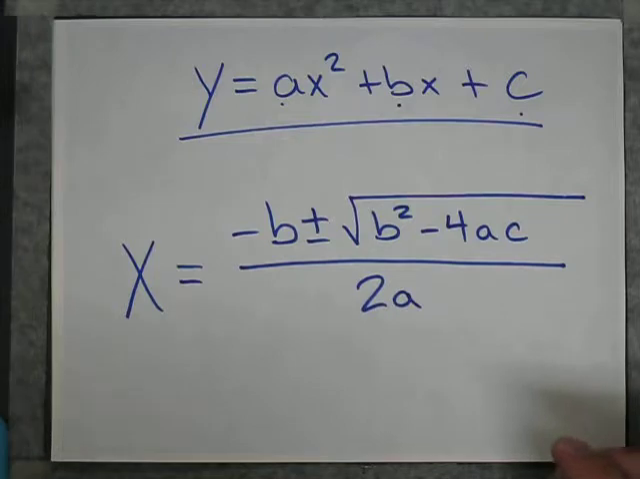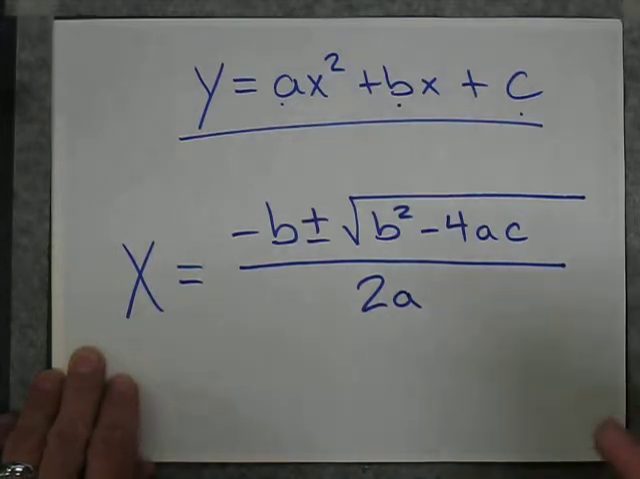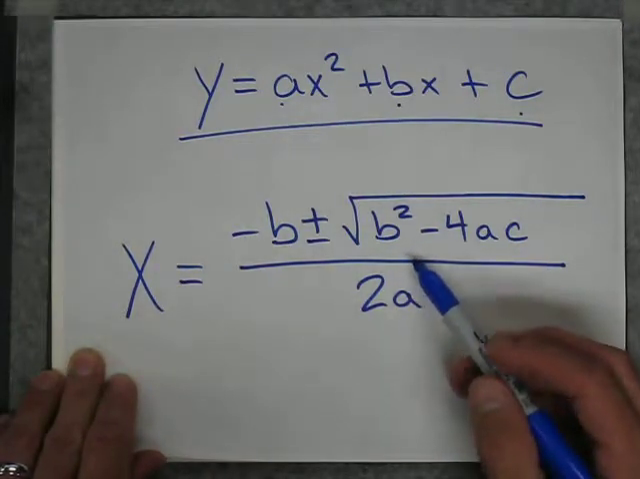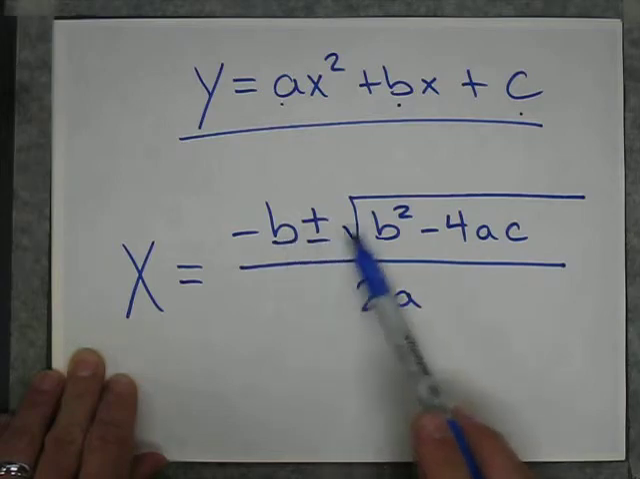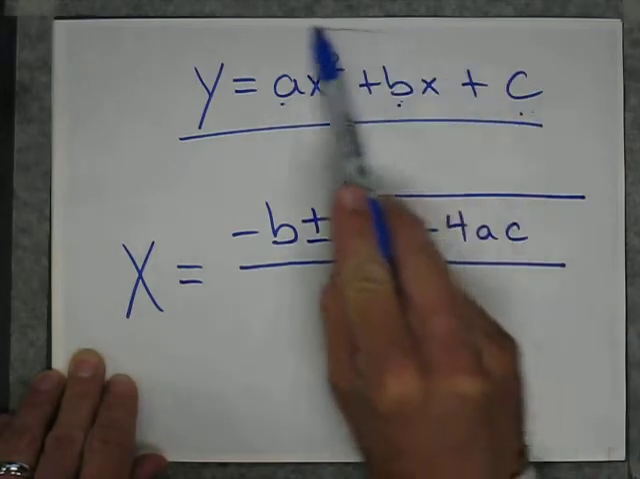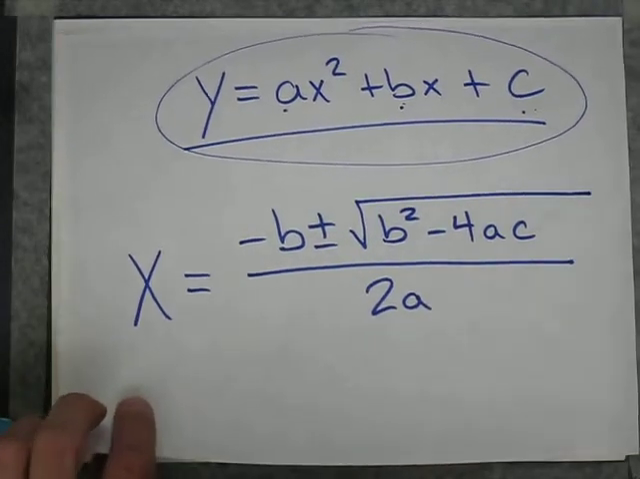If you want to sing that song, make a fool of yourself, go for it. I just did. Or just memorize it. Negative b plus or minus the square root of b squared minus 4ac all over 2a. So that's the formula we're going to use. We're going to be using the b, the a, the c stemming from here, here, and here in the general quadratic equation. All right, let's start into the examples here.